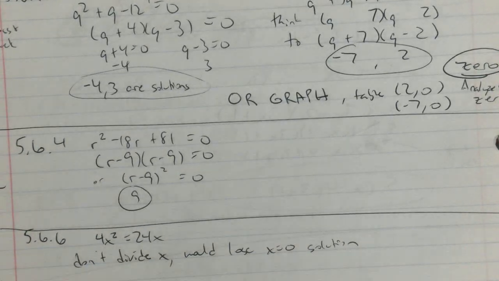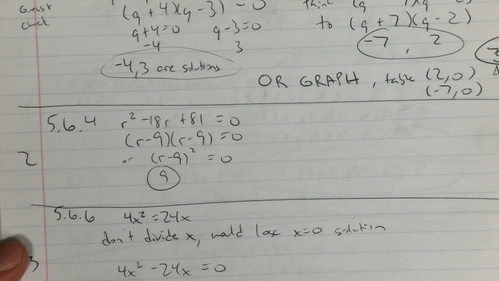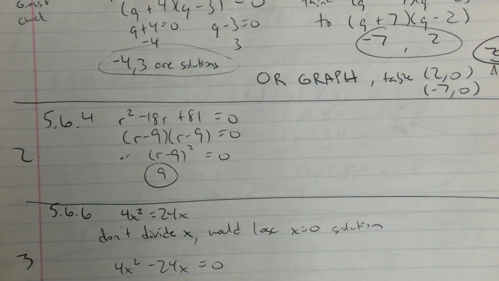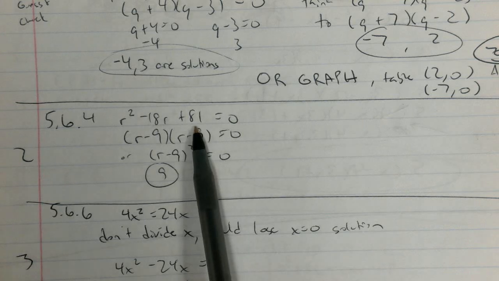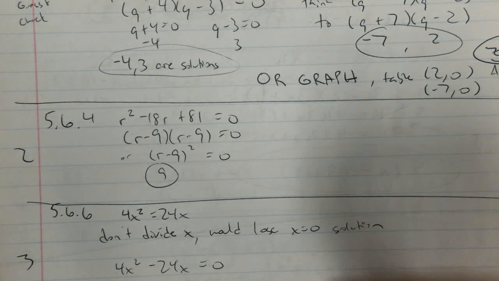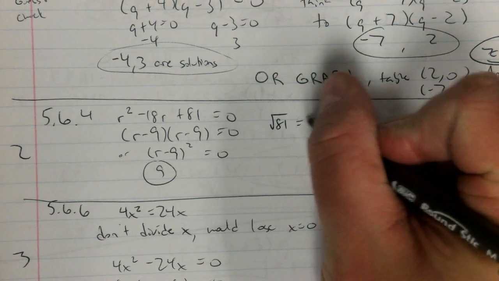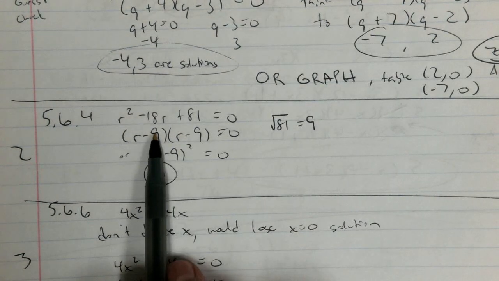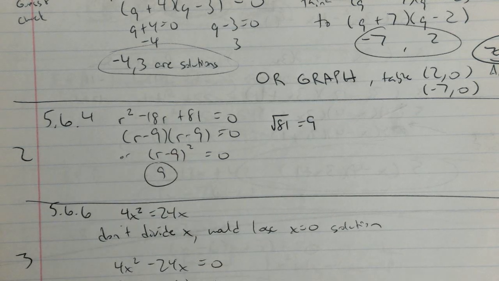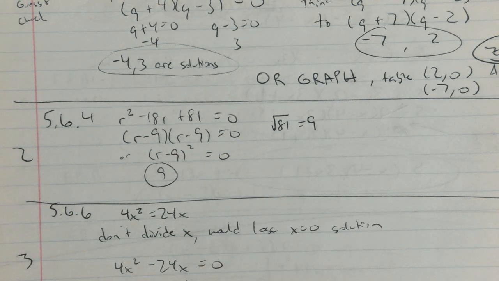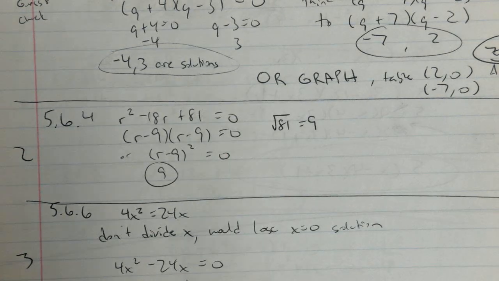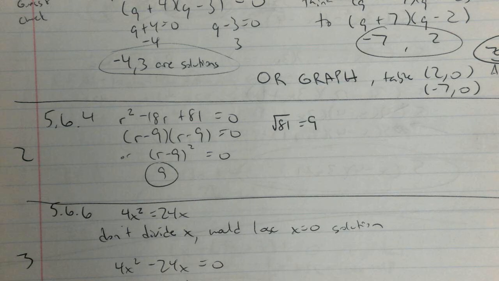So on the next one, which is 5-6-4, we have r squared minus 18r plus 81. Well, the square root of 81 is 9, and this would end up being r minus 9, which means r minus 9 squared. And you set that equal to 0, and so it'd be 9. That's the only time it's true.